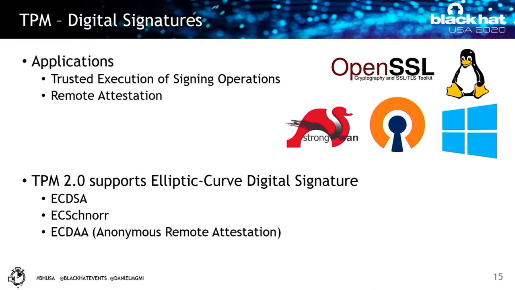You don't know if another party is running the correct firmware, the correct hardware, and you can use remote attestation to verify some of these promises. Since 2010, Trusted Platform Module version 2 now supports elliptic curve digital signatures and schemes like ECDSA or ECDAA, and these schemes use elliptic curves that are more efficient and more popular nowadays.